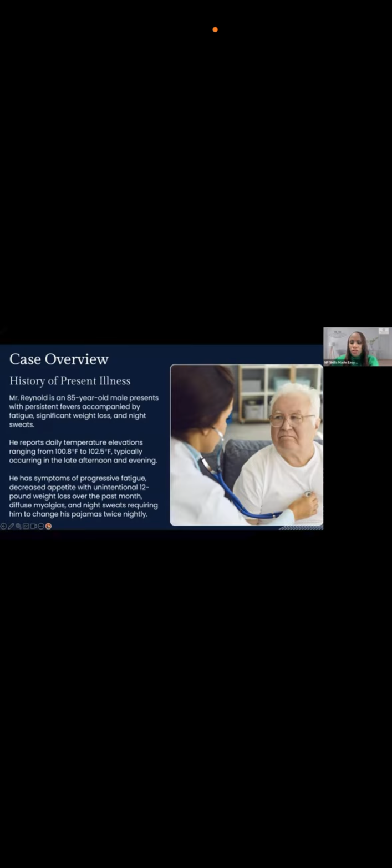I want you to pause for a little minute and think about this case. A patient is here with persistent fevers and significant weight loss. He also said he's lost about 12 pounds in the past few months. He has some diffuse myalgias and night sweats, requiring him to change his PJs twice every night. So this is pretty significant. What are some things that come to mind before you even continue? Pause the video for a minute and think through this before continuing.